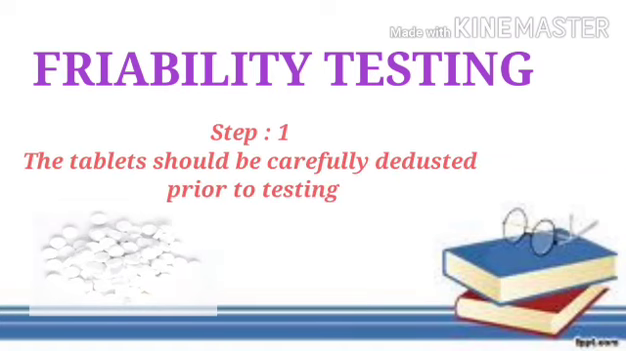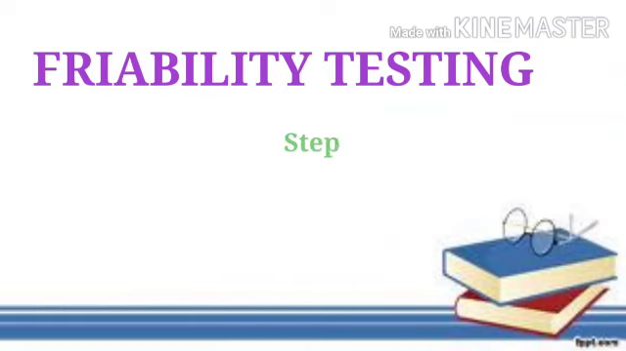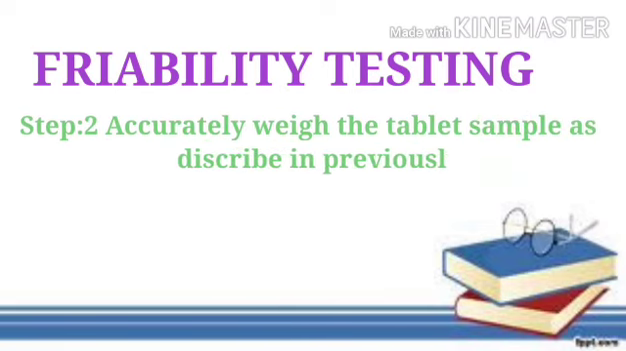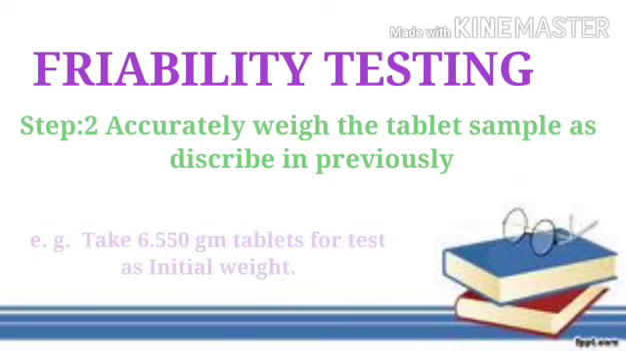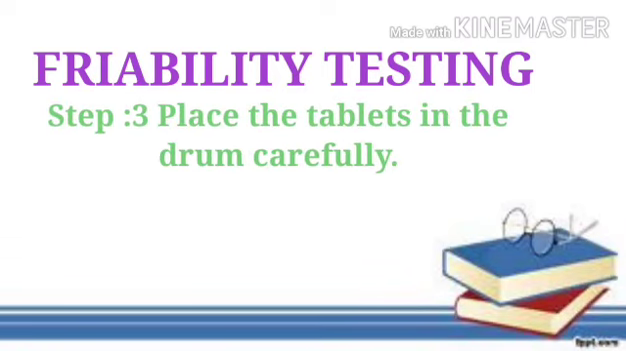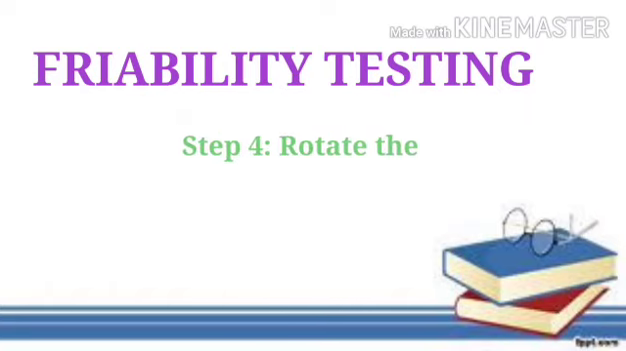Let's discuss how the friability test is performed. Step 1. The tablets should be carefully dedusted prior to testing. Step 2. Accurately weigh the tablet sample as described previously. For example, we take 6.550 gram of tablets for the test as the initial weight. Step 3. Place the tablets in the drum carefully. Step 4. Rotate the drum 100 times and remove the tablets.